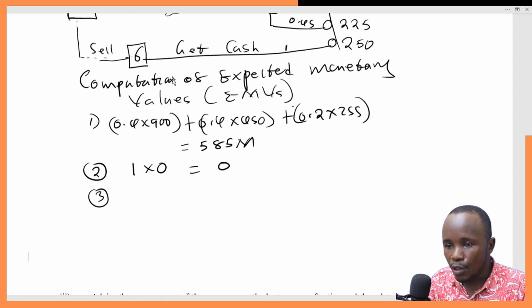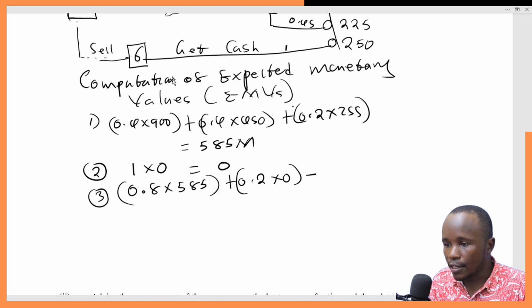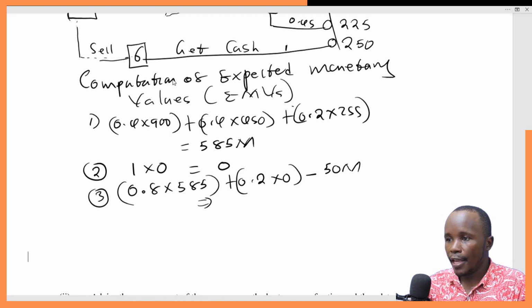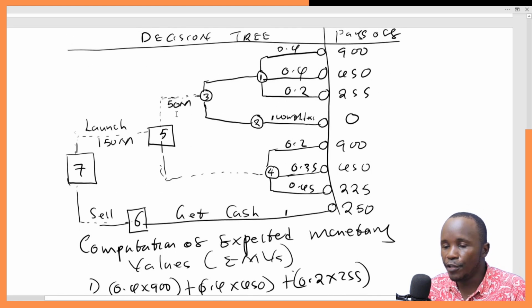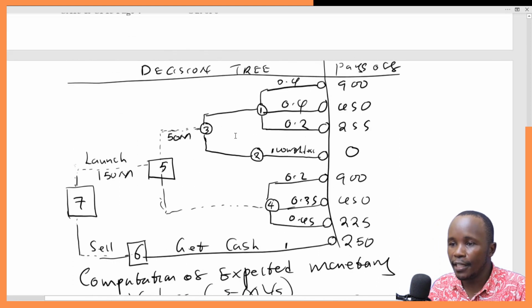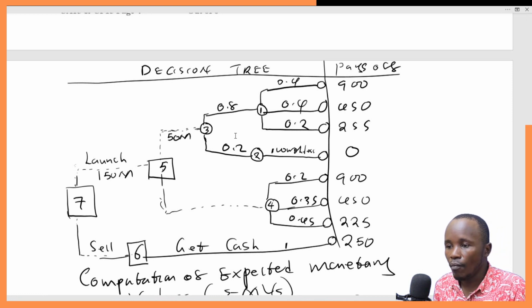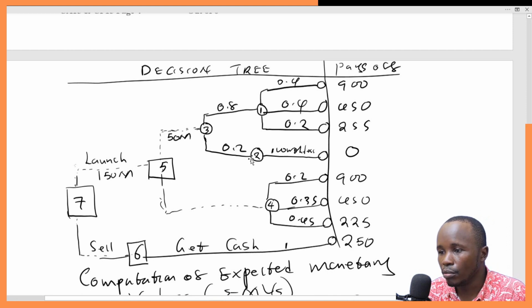Here I'm going to have 0.8 times 585 plus 0.2 times 0 minus 50 million. Why am I minusing 50 million? Here, if you decide to test the market, it means if it fails, you get 0. And the probabilities were given here, 0.8, 0.2. The probability of failing is 0.2.